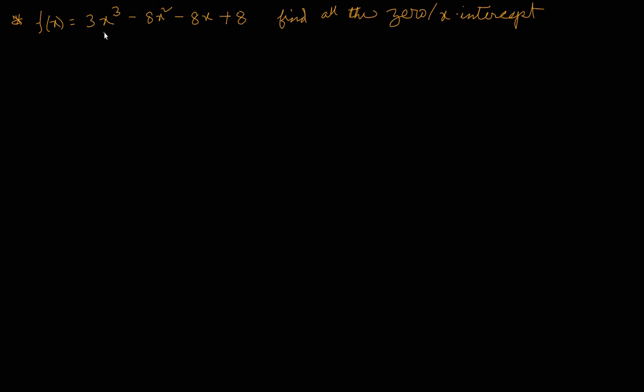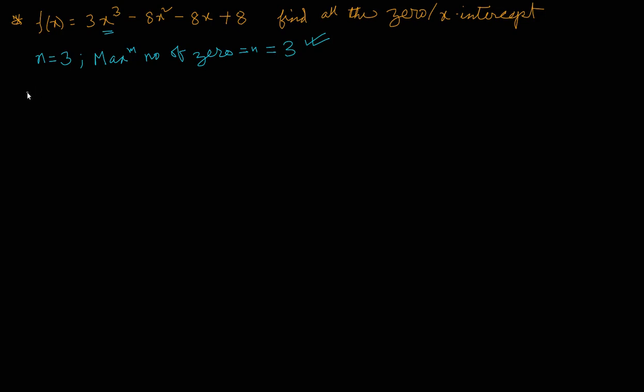The highest power is x cubed, so this is a third degree polynomial. So here n is equal to 3. That means what is the maximum number of real zeros I can get? The maximum number of zeros is equal to n, which is 3 in this case. So I can have at a maximum 3 real zeros. Okay, so that's fine.